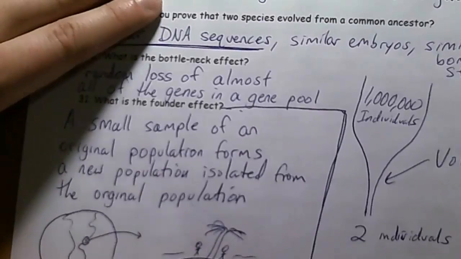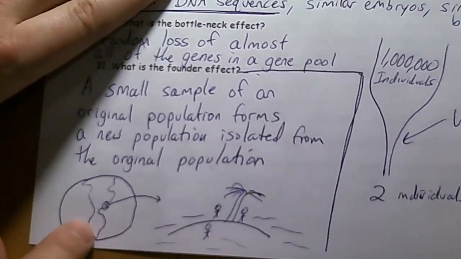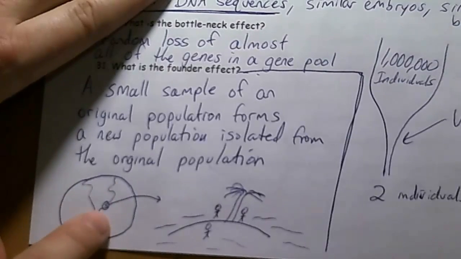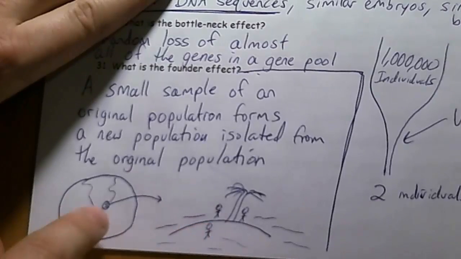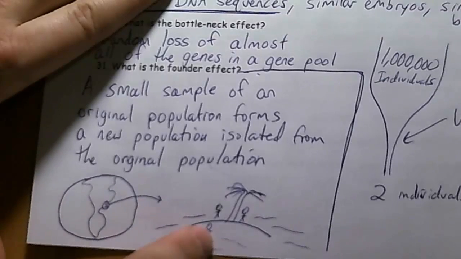So if we talk about the gene pool of all the human beings on Earth, here's my poorly drawn Earth, all of the genes of the human population are represented on Earth. But if only a small sample of them go off and live on an island somewhere, it's not possible that the 10 individuals or the several individuals that live on this island will represent all of the genes from all of the human beings on Earth. That is the founder effect.